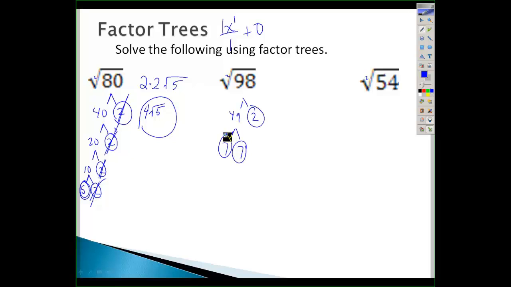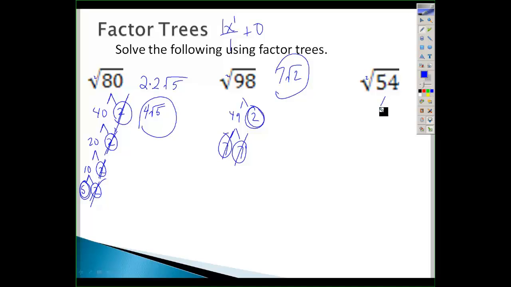I'm looking at the roots here. For every 2 they have in common, I can pull one out. So since there's 2 7s down there, I can pull a 7 out. This 2 doesn't have a pair, so he's got to stay under the square root. We'll leave him under there. All right, so 7 times the square root of 2 is going to be my solution for the square root of 98. That's how I want you to simplify it.